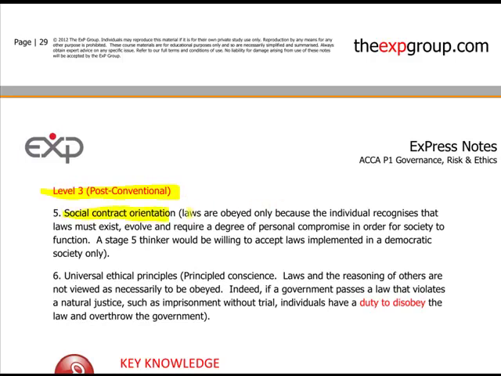What we mean by that is laws are obeyed only because the individual recognises that laws must exist, evolve, and do require a degree of personal compromise in order for society to function. So you can't all drive at 85, 100 kilometres an hour. It would be dangerous. So you compromise your speed for the benefit of others.